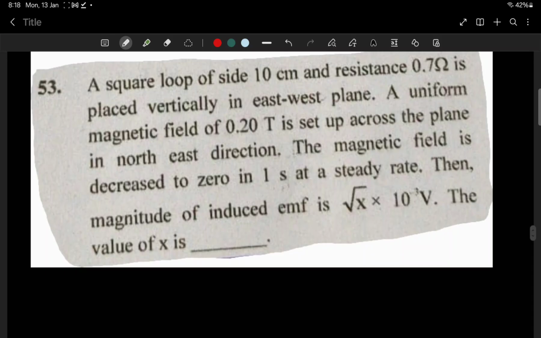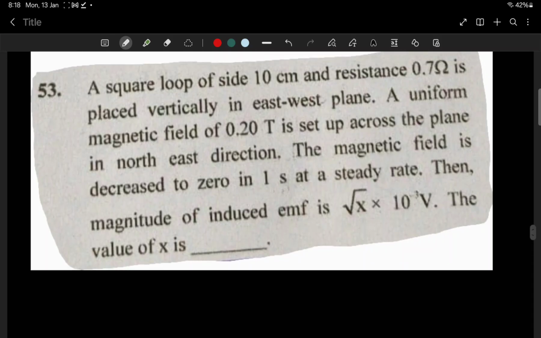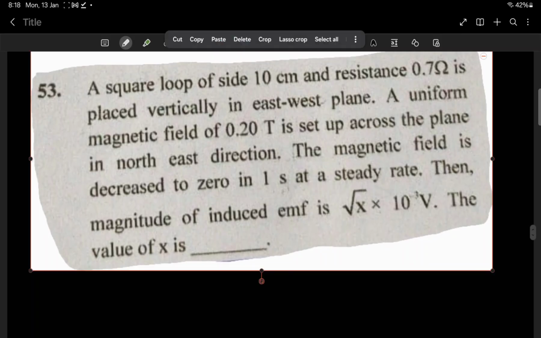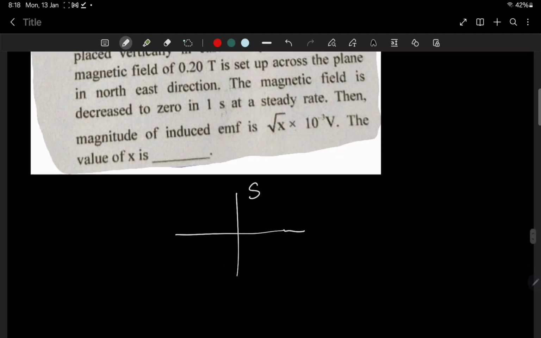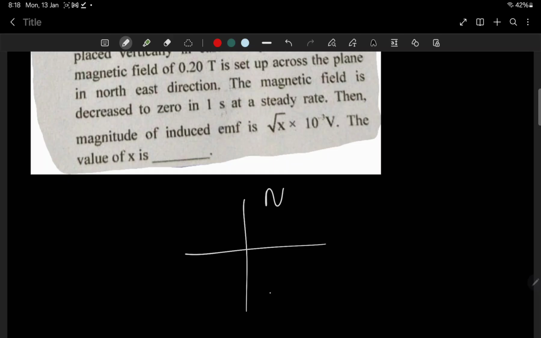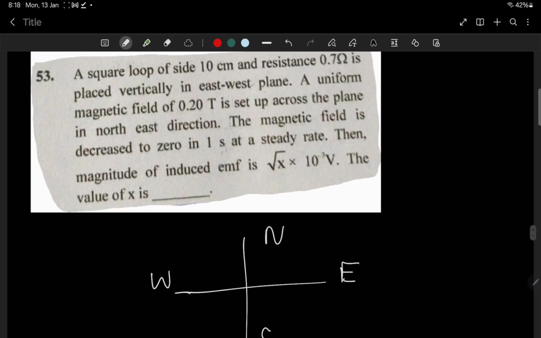So 53, square loop. Okay, this is a question from what? EMI-AC. I'll make this question short. A square loop of 10 centimeter. So I am drawing, first of all, the north, south, east, west coordinates. So first of all, a square loop of side 10 centimeter and resistance 0.7 ohm is placed vertically in east-west plane.